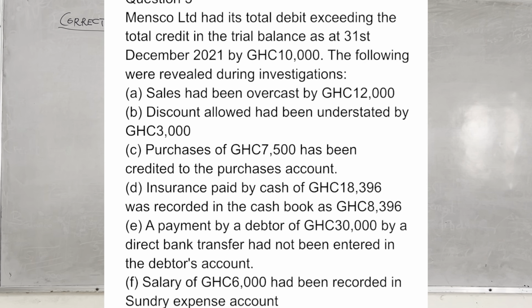C. Purchases of 7,500 Ghana cedis had been credited towards purchases account. D. Insurance paid by cash of 18,996 Ghana cedis was recorded in the cash book as 8,396 cedis. E. A payment by a debtor of 30,000 Ghana cedis by a direct bank transfer had not been entered in the debtor's account. F. Salary of 6,000 Ghana cedis had been recorded in sundry expenses account.